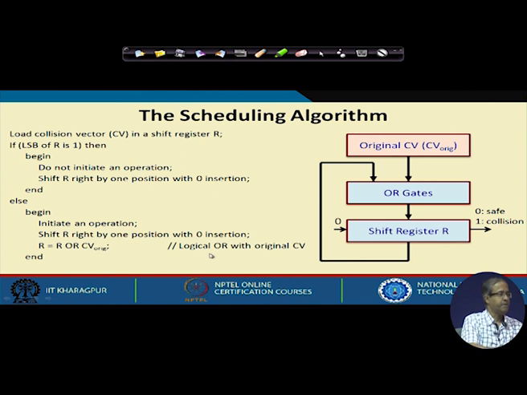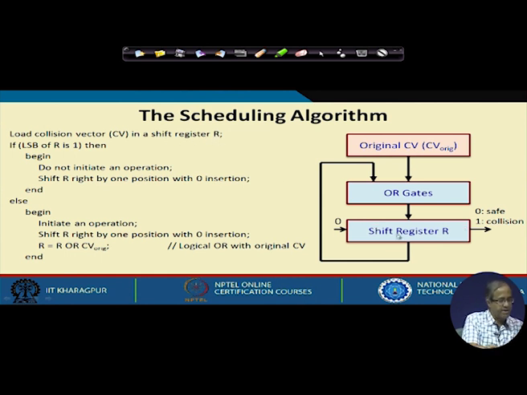Okay. Now, the scheduling algorithm goes as follows. Suppose I want to build a control circuit which will automatically tell me whether it is safe to feed the next data or not. So, load the collision vector in a shift register. This is my original collision vector, and the shift register is initialized to 0. I initially load it with 0 OR this, so I load my collision vector in the shift register initially. So, load CV in the shift register.